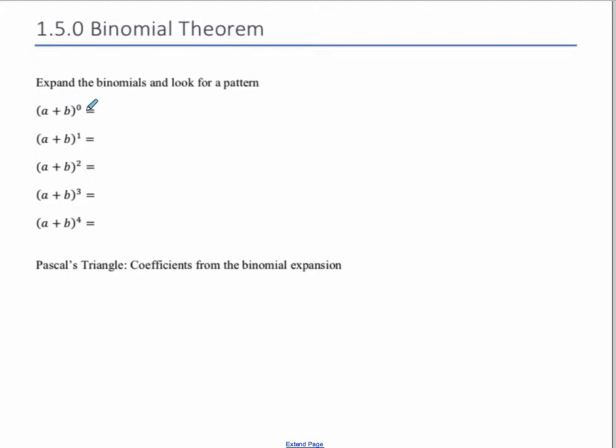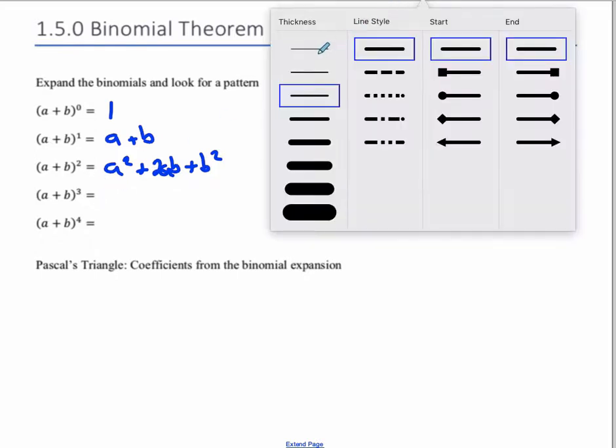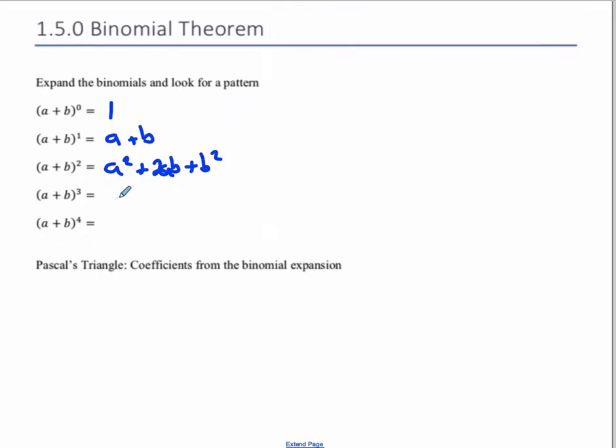(a + b) to the power of 0, that's 1. Anything to the power of 0 is 1. And then we have (a + b) to the power of 1, that's just a + b. Now we do (a + b) squared, we'll get a squared plus 2ab plus b squared. And if we do (a + b) cubed, we're going to get a cubed.